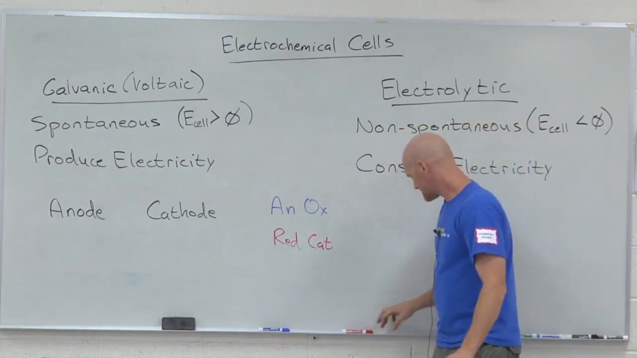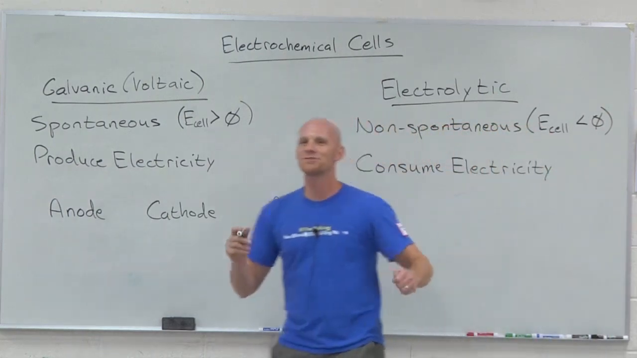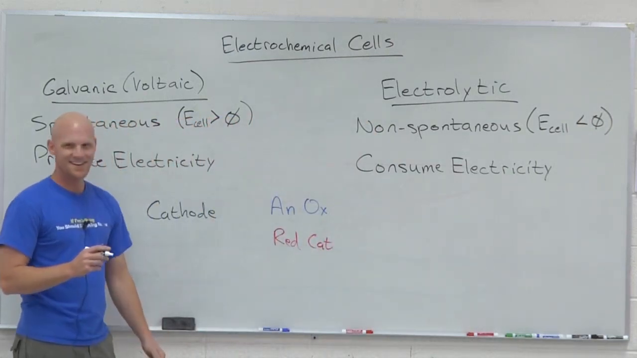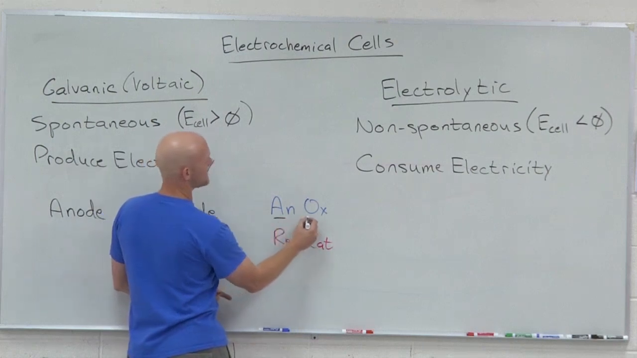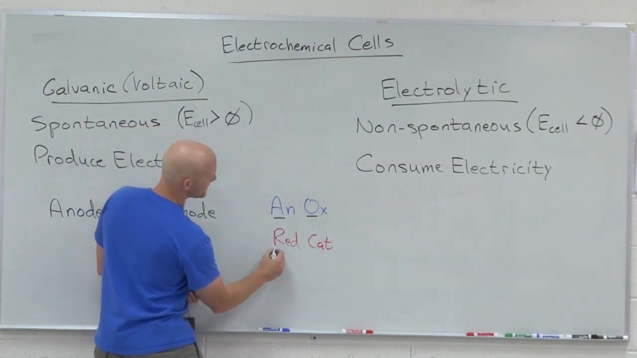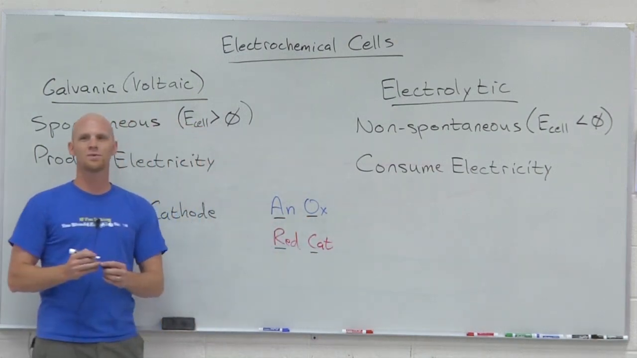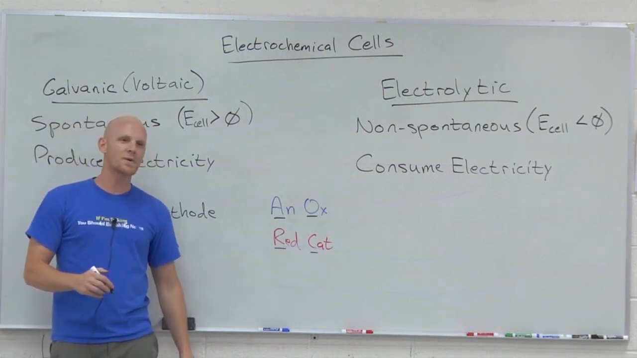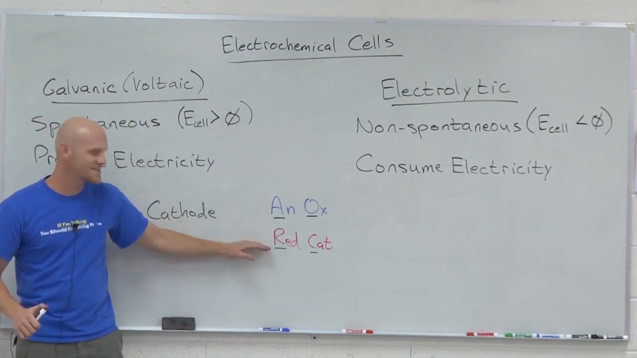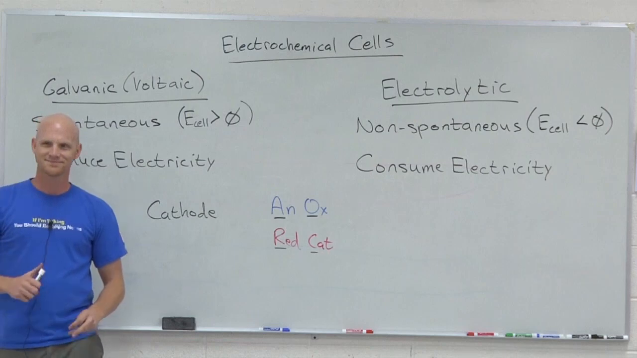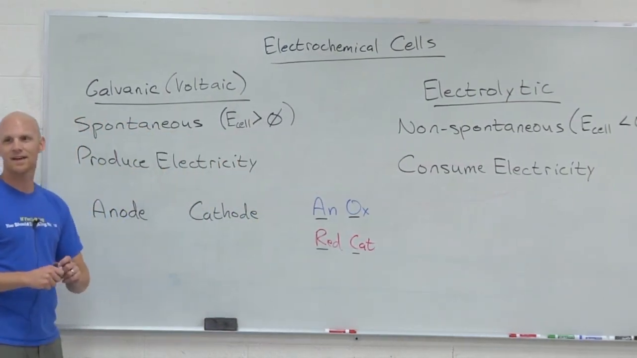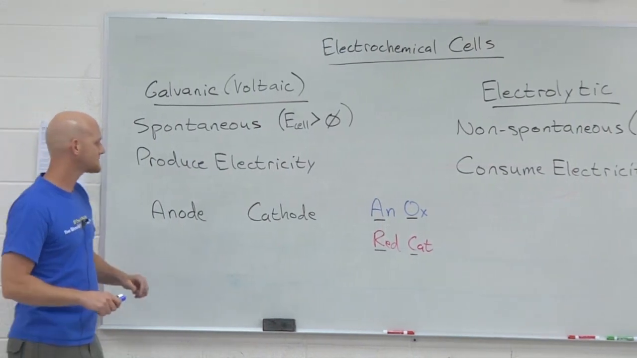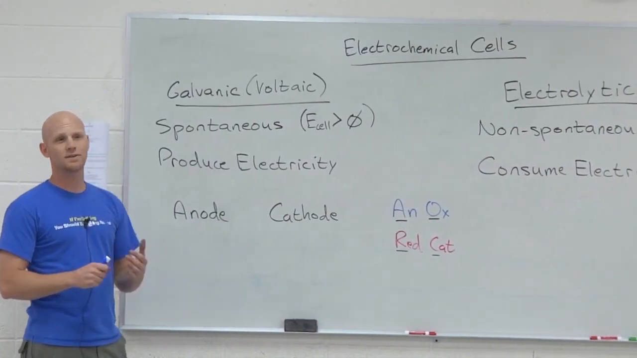But if you don't want to be so gruesome, anode and oxidation both begin with a vowel. Reduction and cathode both begin with a consonant. But one way or another, you have to know the definitions of anode and cathode. Yeah, sorry, cat lovers.